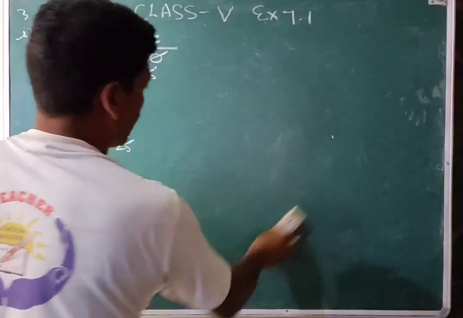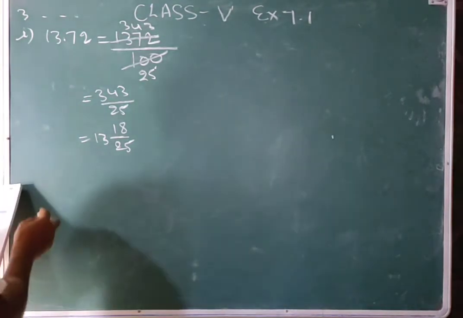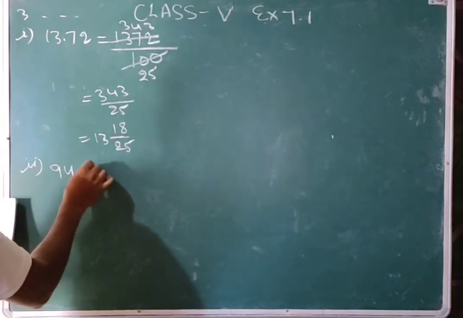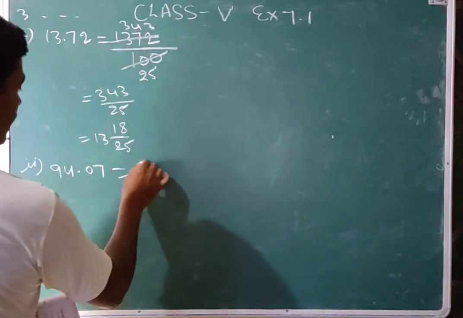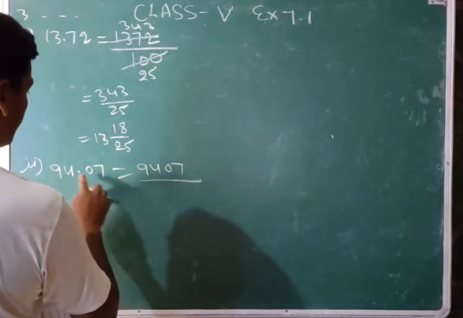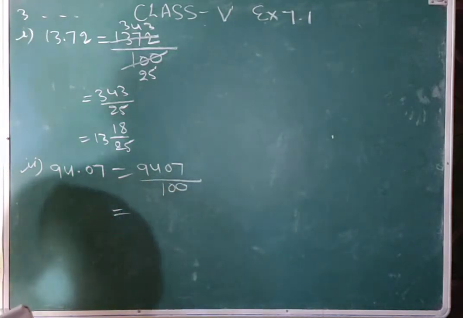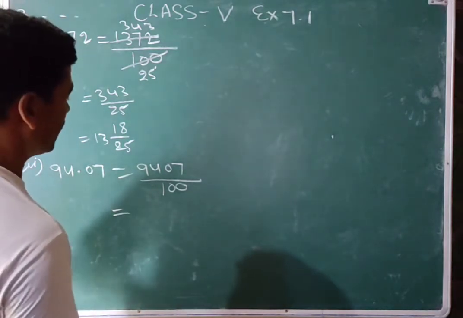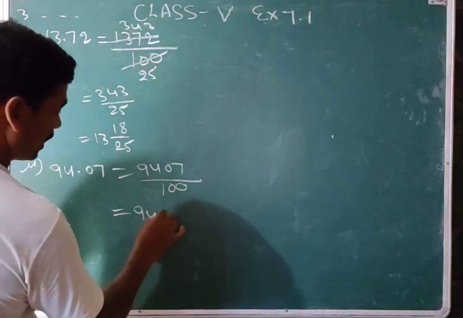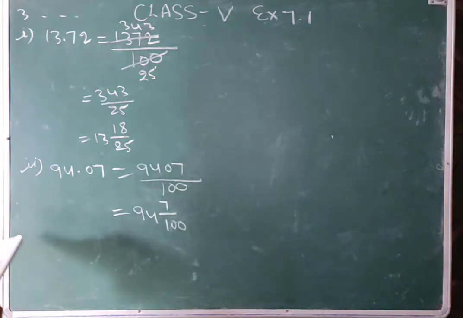Similarly you will write the other also. If it is possible to cancel, then you will cancel that second part also. 94.07: similarly you will write 9407 upon 100, with a 1 on the place of decimal and then 0s after it. That will not cancel, so directly we will write it in mixed fraction, 94 whole 7 upon 100. You can check by division.